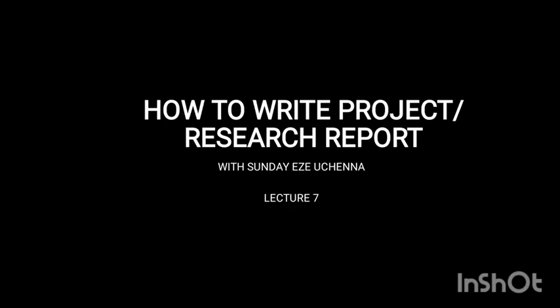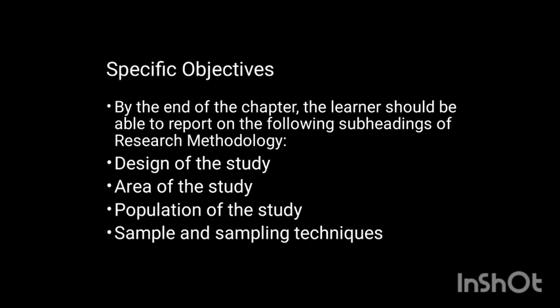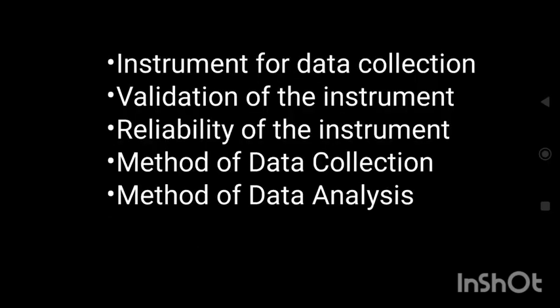So let's begin. Today we'll be looking at research methodology, which is our chapter 3, how to write our chapter 3. The specific objectives here is that by the end of the chapter, the learner should be able to report on the following subheadings of research methodology: design of the study, area of the study, population of the study, sample and sampling techniques, instrument of data collection, validation of the instrument, reliability of the instrument, method of data collection, and method of data analysis. So we are going to take them one after the other.